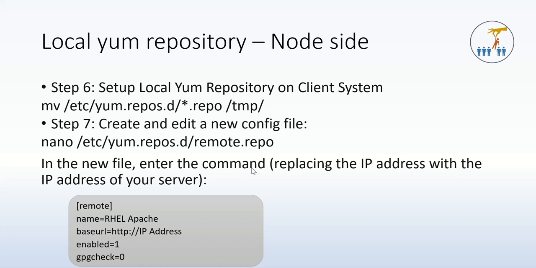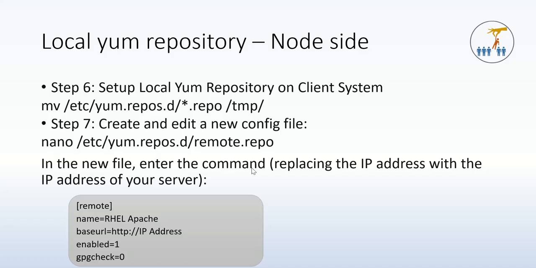Since we are going to maintain the repository locally, we can move all these repo files into a temporary directory under /tmp. Then in step number 7, we can create the remote.repo file. In the remote.repo file, we can open up a new file, and say name equals RHEL Apache, and base URL equals http:// the IP address of the local YUM repository server. So we mention the IP address over there.